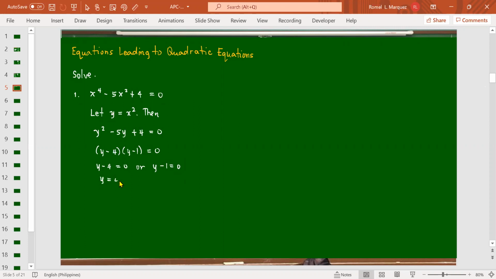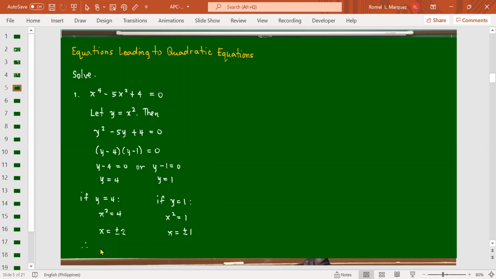y is equal to 4 or y is equal to 1. Okay? So if y equals 4, then we have x squared is equal to 4. So what is x? Plus or minus 2. What if y is equal to 1? So we have x squared is equal to 1. So therefore, what is x? Plus or minus 1. Okay, guys?